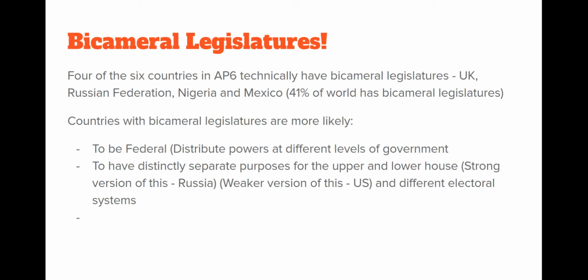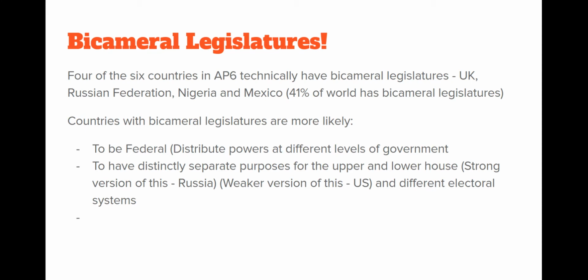And this probably is not a coincidence. A lot of the same things that make countries want to structure their legislatures in a way that's bicameral also make them want to distribute powers at different levels of government, right? They might be geographically larger. They might be more geared toward trying to give specific representation, kind of geographically speaking.